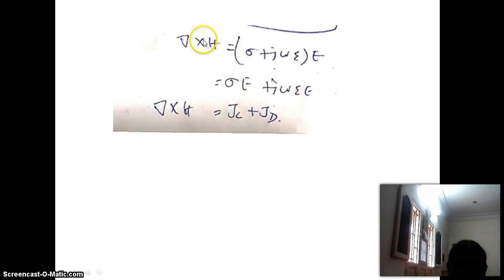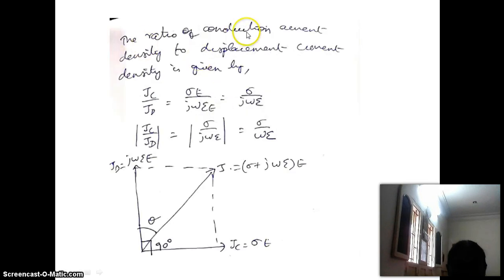Another Maxwell's equation is del cross H equals J plus dou D by dou t. J we have written as sigma E, and dou D by dou t we have written as j omega epsilon E. The first term is called the conduction current density, and the second term is called the displacement current density. So del cross H equals Jc plus Jd. The ratio of conduction current density to displacement current density is Jc by Jd equals sigma E by j omega epsilon E.